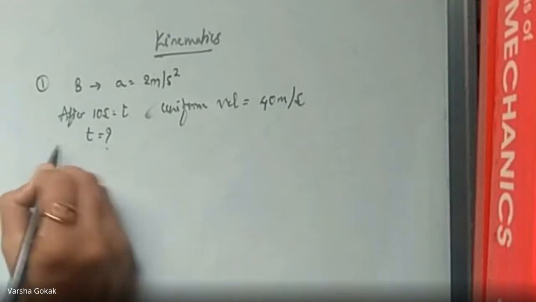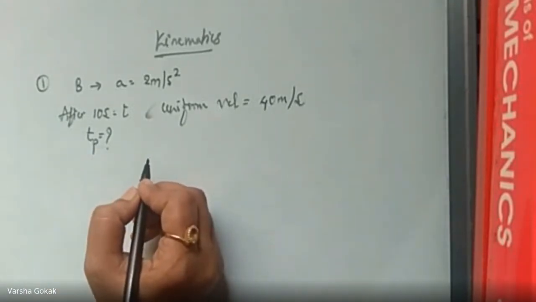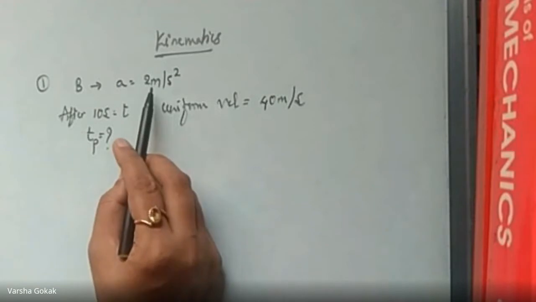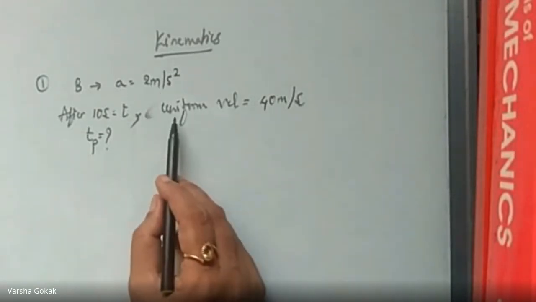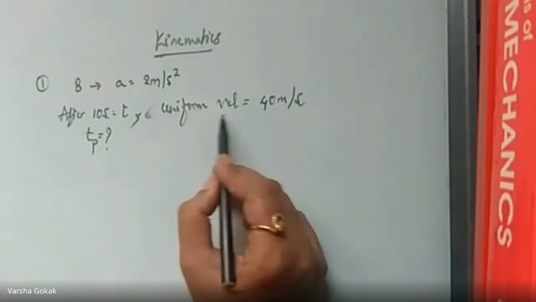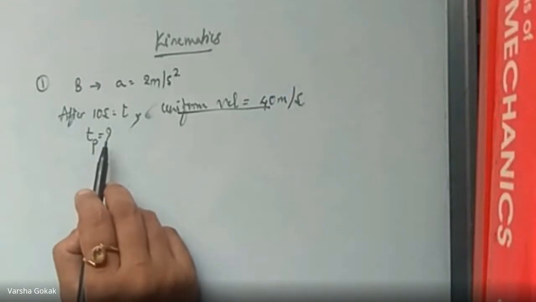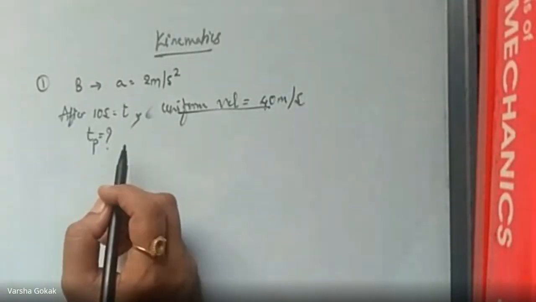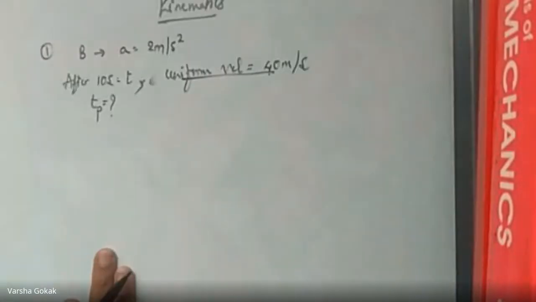Now, time taken by the police van, so TP I will write, to overtake the burglar's car is the question. Okay, so there is a burglar's car which is moving with acceleration 2 meters per second, and after 10 seconds, a police van starts to chase them with a uniform velocity of 40 meters per second, and we have to find the time taken by the police van to overtake the burglar car. Right, now how do we proceed with this? Give me hints, solutions from your side.